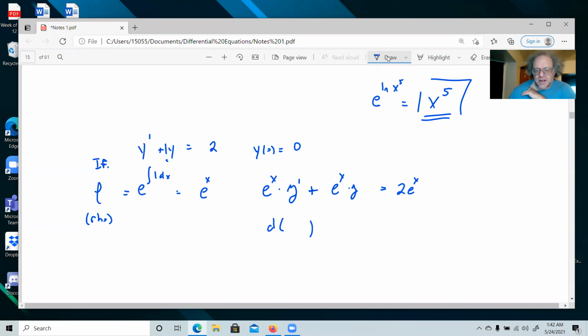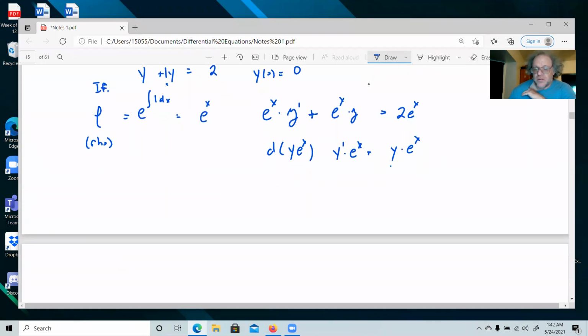I think that makes more sense that way. This is y e to the x. The derivative of the first, y tick, times the second, plus the first, y, times the derivative of the second. Hey, that is exactly what we were looking for. So the derivative of y e to the x is equal to 2e to the x.